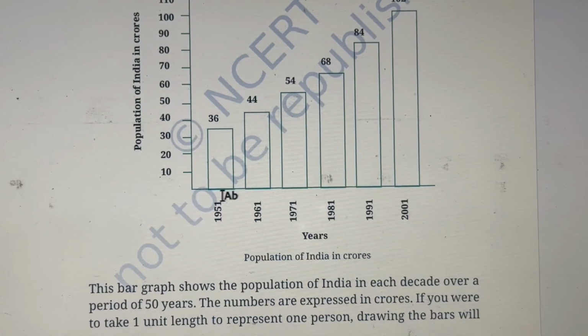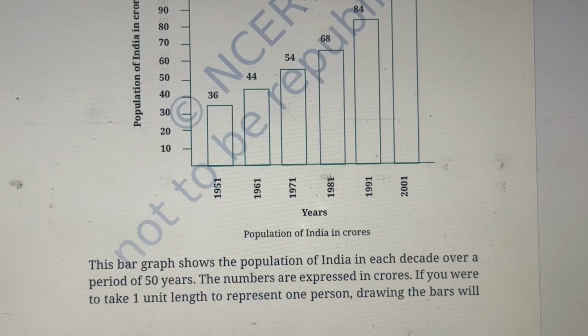You might feel that there are 6 bars. So why are they saying 50 years? Because starting from 1951 to 1961, that is 10 years, is one decade. Like that, this is 50 years of population. Okay, now what is the length of 1 unit used to draw the bars?